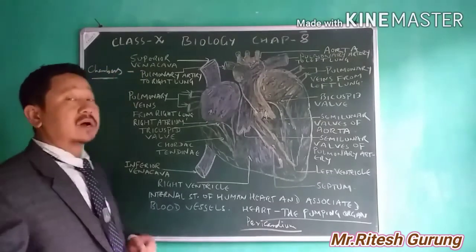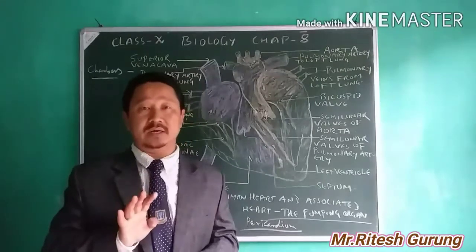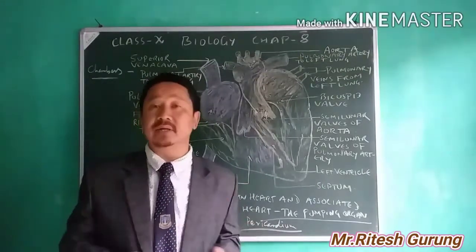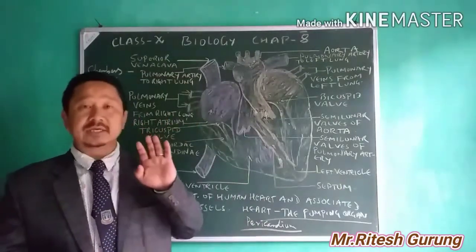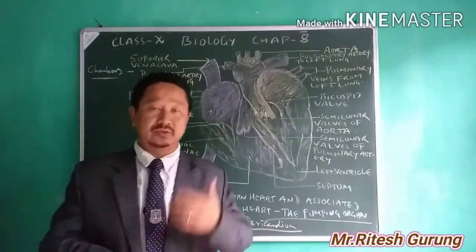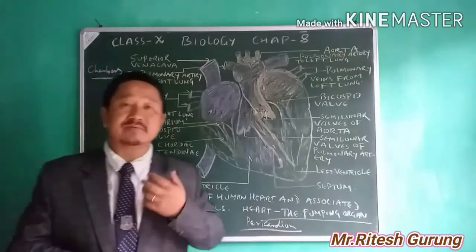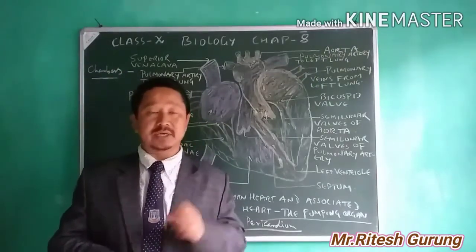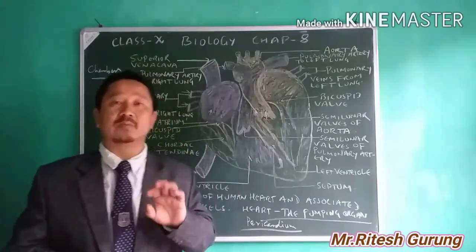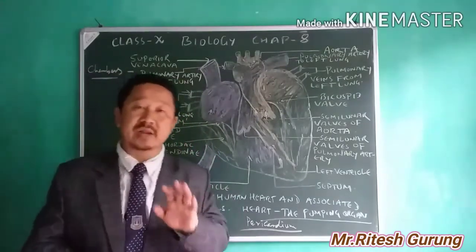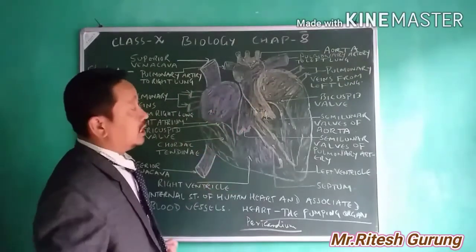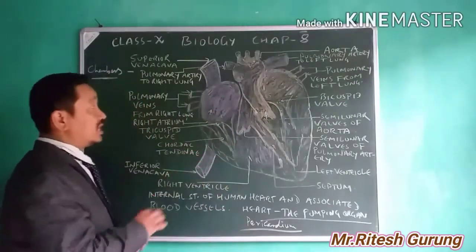The human heart is a four-chambered heart. Human heart means all the mammalian hearts. All the mammals have a four-chambered heart. We are talking about one of the members of mammals, that means we are mammals. Our heart is a four-chambered heart where you find four chambers, as you see in the diagram already drawn on the board.